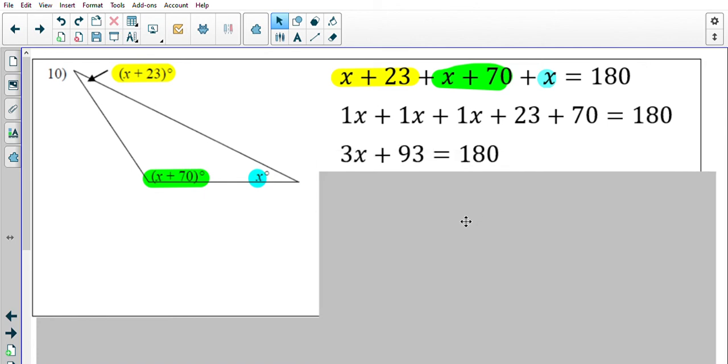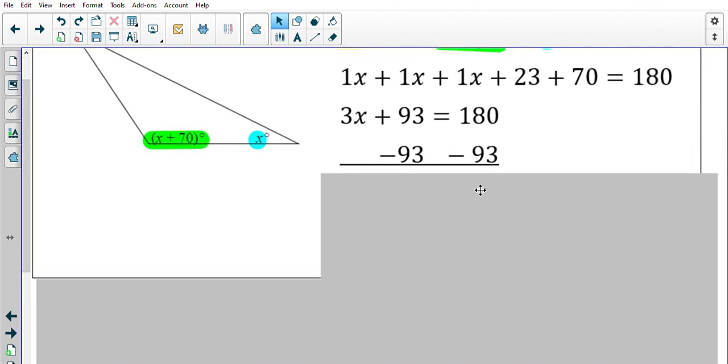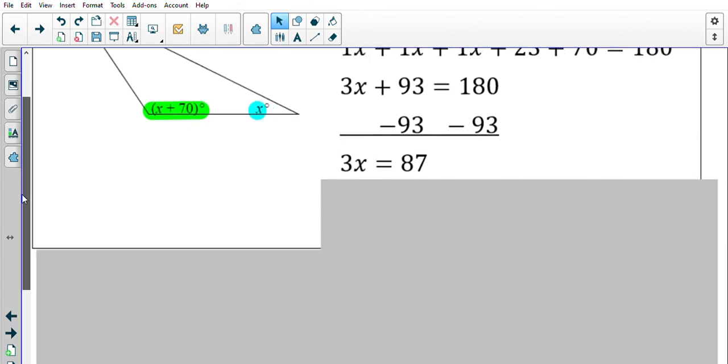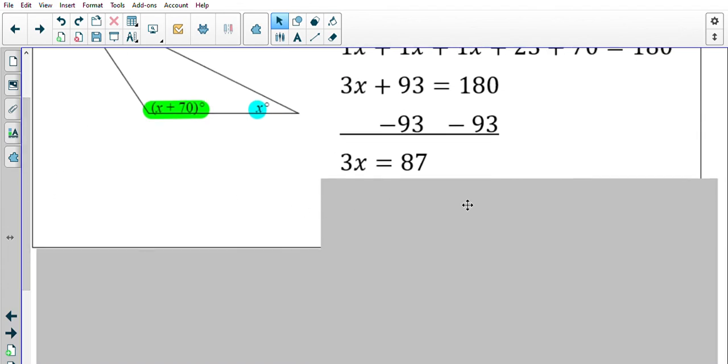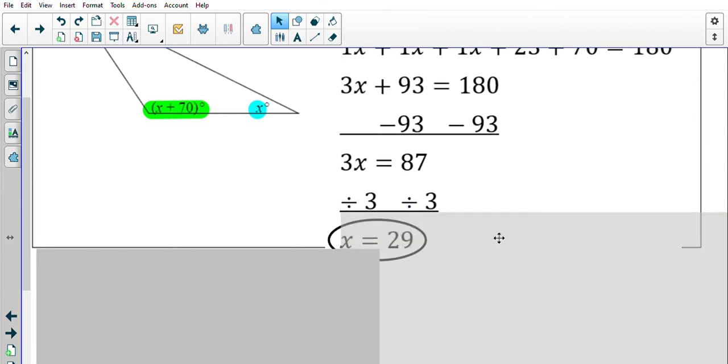This is a two-step equation, so let's use those inverse operations. Let's subtract 93 from both sides. And I'm going through the work really quickly, so if you're trying to copy this down, you're definitely going to need to pause the video. Divide both sides by 3, and we're going to get that x equals 29.